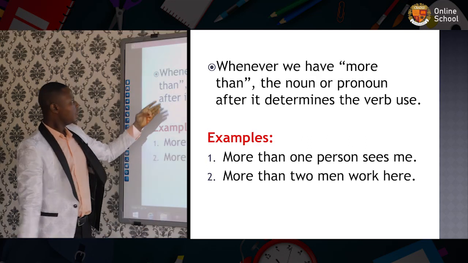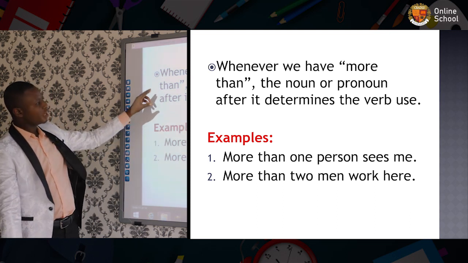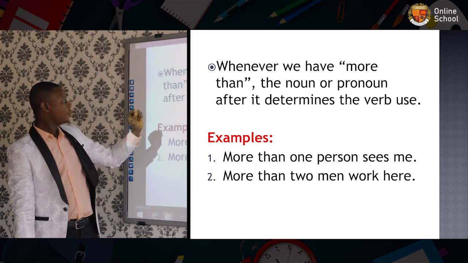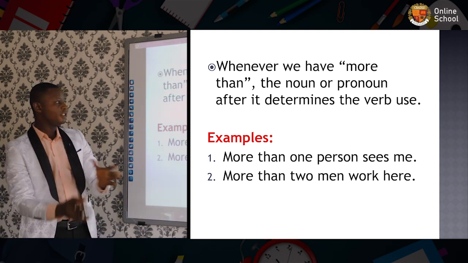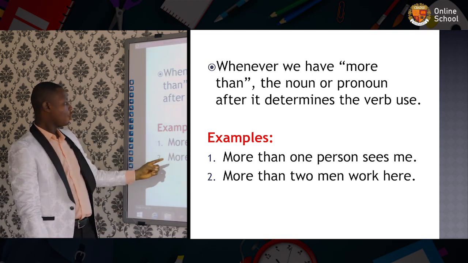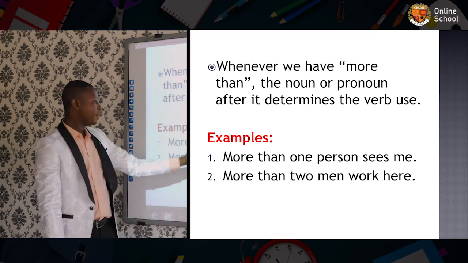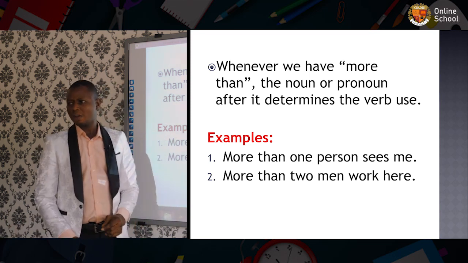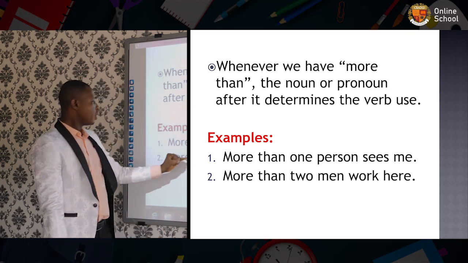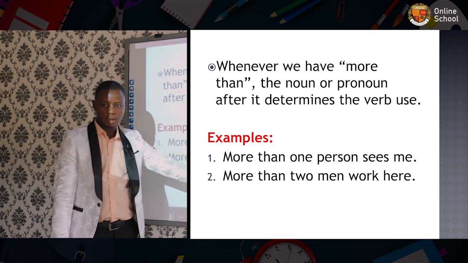Good. Now let us look at the other rules. Whenever we have more than, please take note of this. Whenever we have more than, the noun or pronoun after it determines the verb to use. Are we communicating? For example, more than one person sees me, not more than one person see me. More than two men work here. Okay?